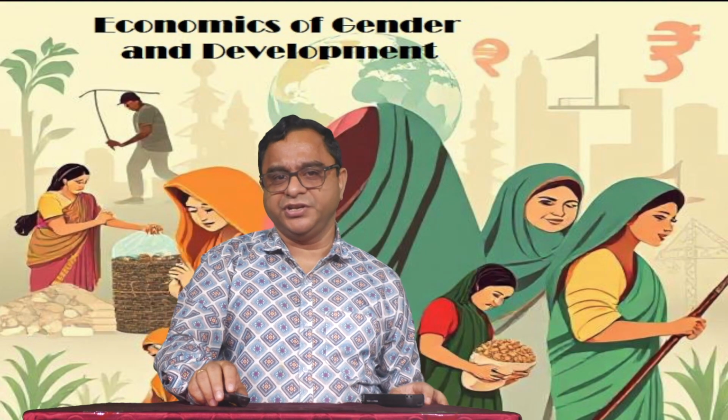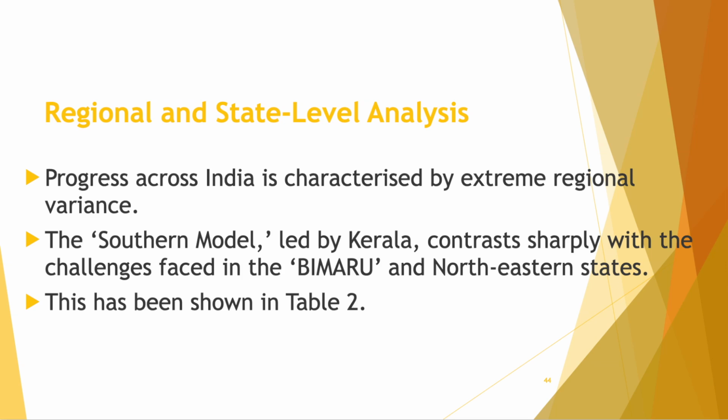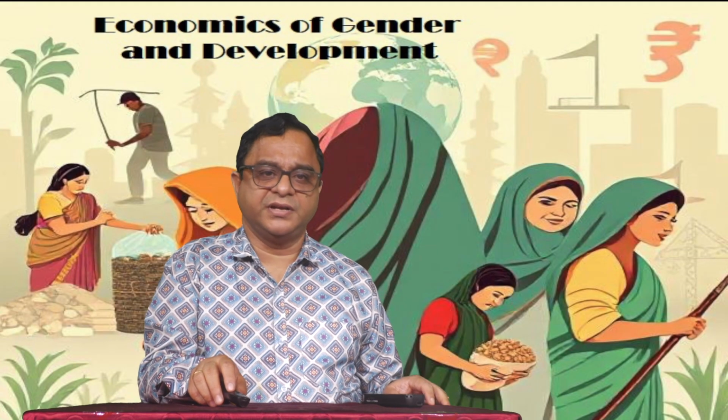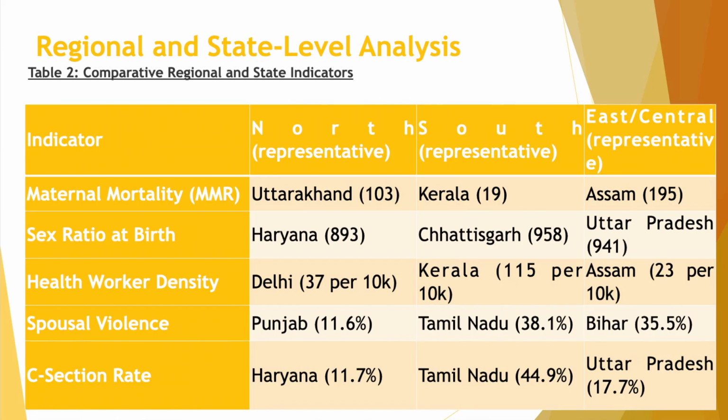And progress across India is characterized by extreme regional variance. The southern model, led by Kerala, contrasts sharply with the challenges faced in the Bimaru and northeastern states. And this we can see from Table 2. So here in Table 2, we see that in case of MMR, northern states like Uttarakhand, it's high at 103. And in the southern region, in Kerala, it is 19. While in the east, which also represents central and the northeastern region, in Assam, it is as high as 195.